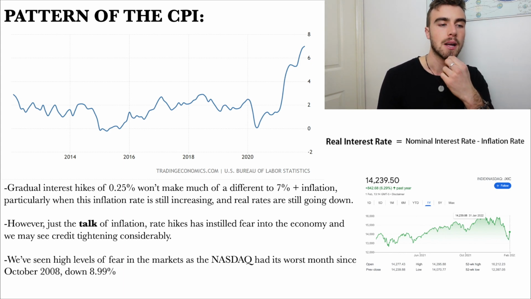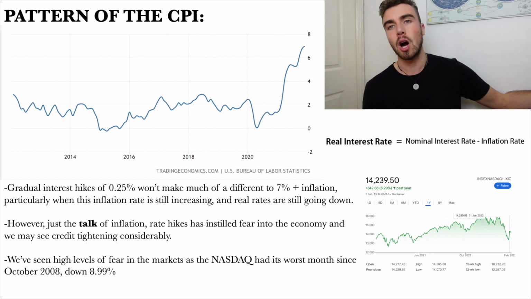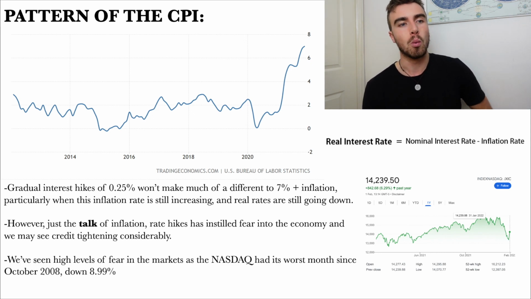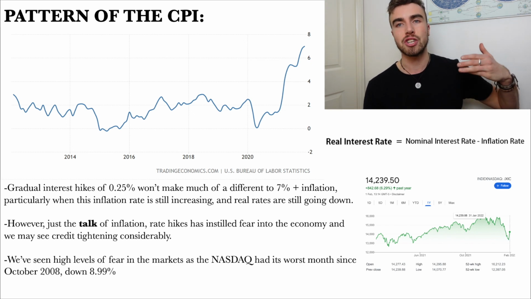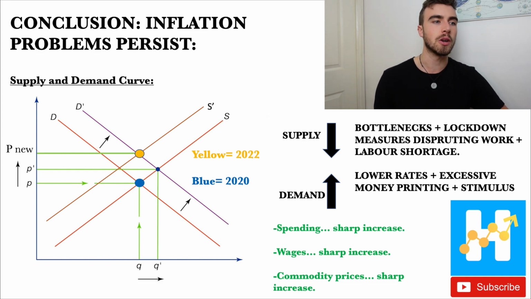The labour shortage, the job quitting, and the fact that wage growth is the highest that it's been, at least in nominal terms, for 20 years, is probably one of my bigger causes of concern when it comes to this inflation not being transitory, because of how sticky wage inflation is and the fact that you can't bring it back down. Right, so in conclusion, inflation problems persist.